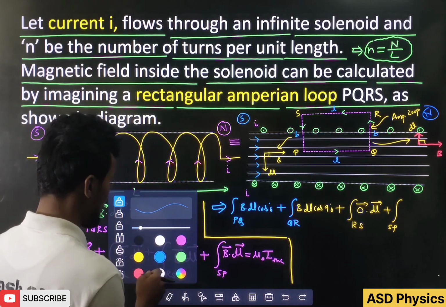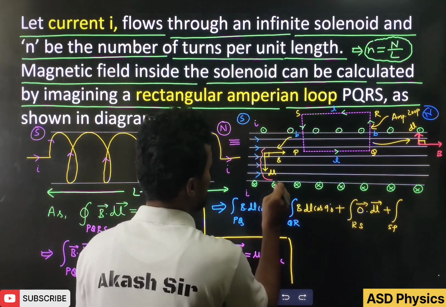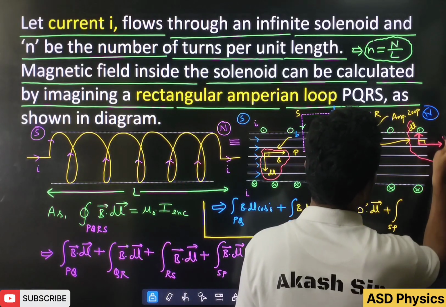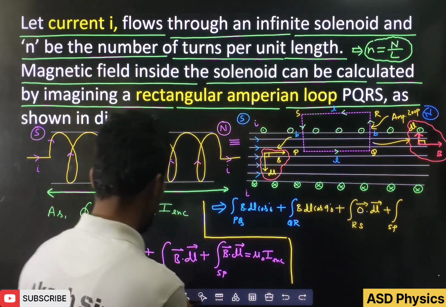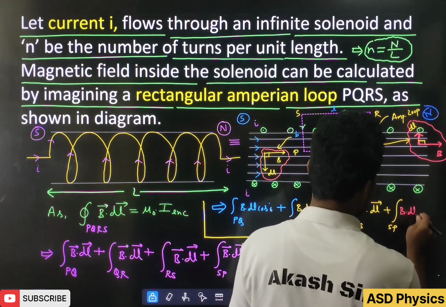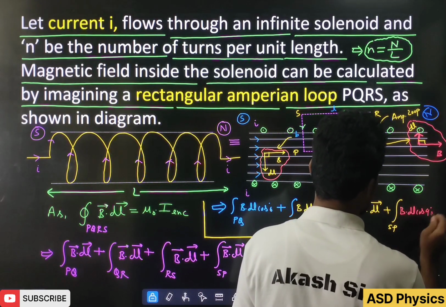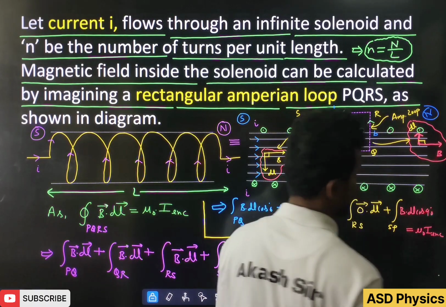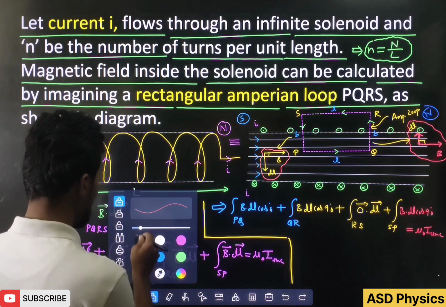I will just write it here. Don't get confused. Here we can again write B dot dl cos 90 equal to mu naught into I enclosed. Very easy, very easy.